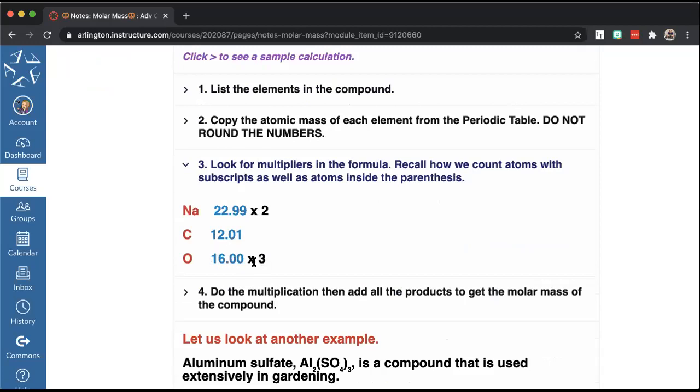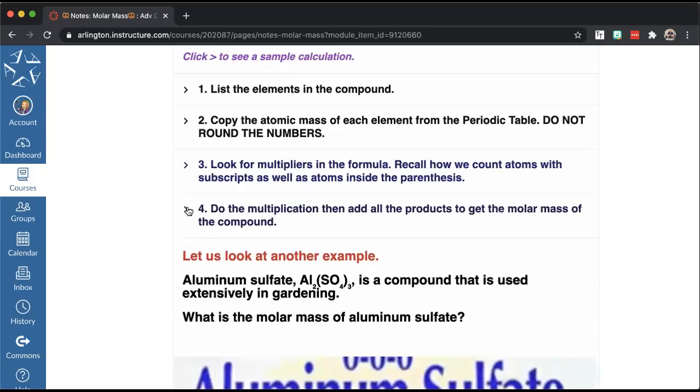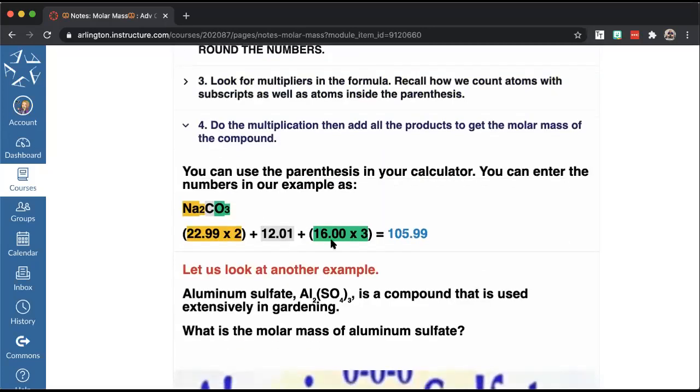So the oxygen's molar mass from the periodic table gets multiplied by 3. I'm going to multiply any of them that have subscripts by whatever the number is for the subscript. It does say here, be careful if you have parentheses, because like the next example we're going to look at, your numbers have to distribute just like in math. And then once you multiply, you add them together.